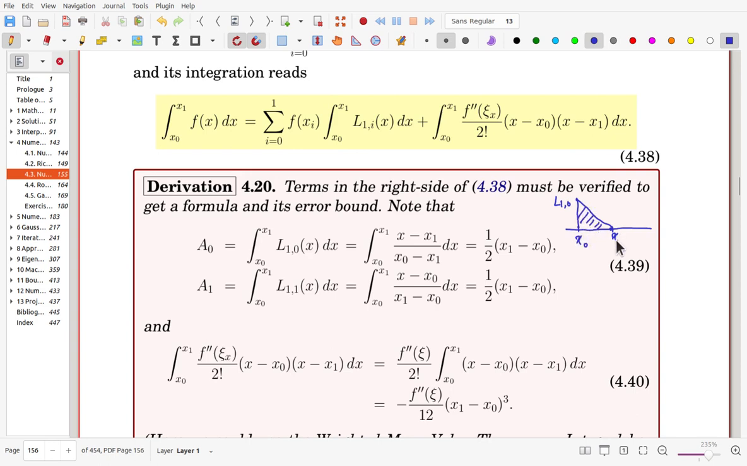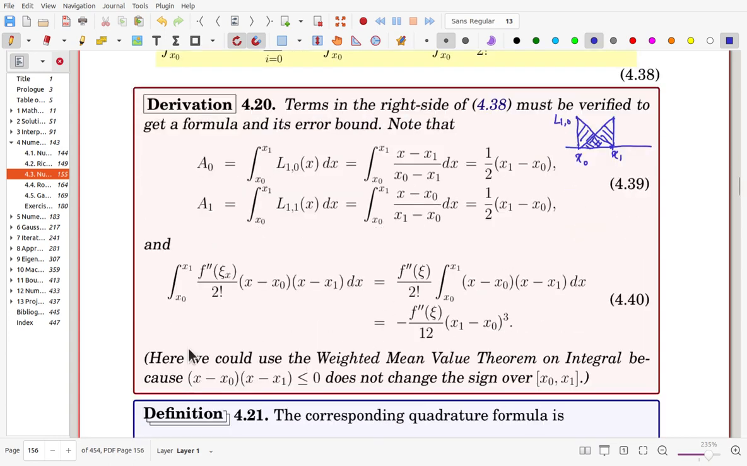The bottom length is x1 minus x0, and the height is 1, and multiply by half, so that we can get this formula. And for L11, that is given here, starting from 0 and becoming 1 here, so that again for this triangle the area must be the same, so we can get these values.